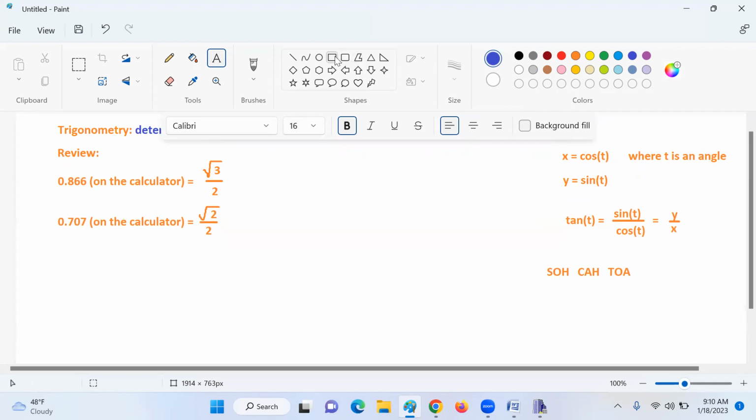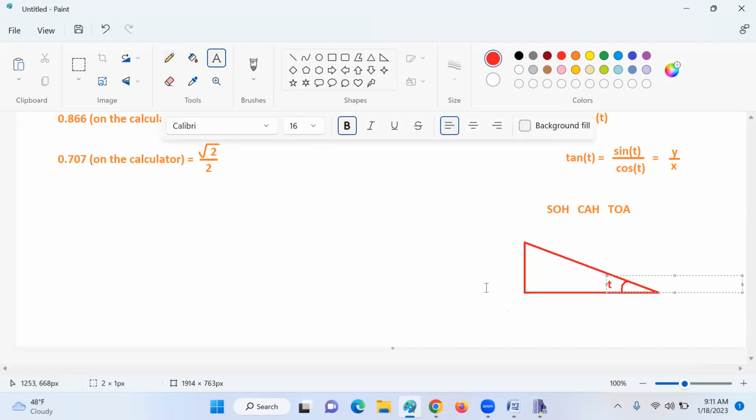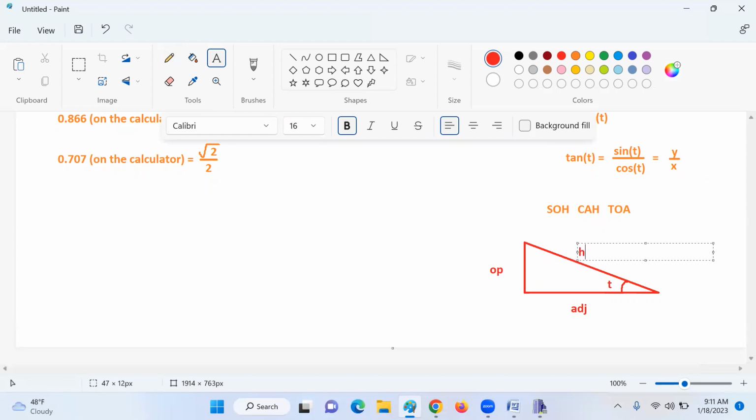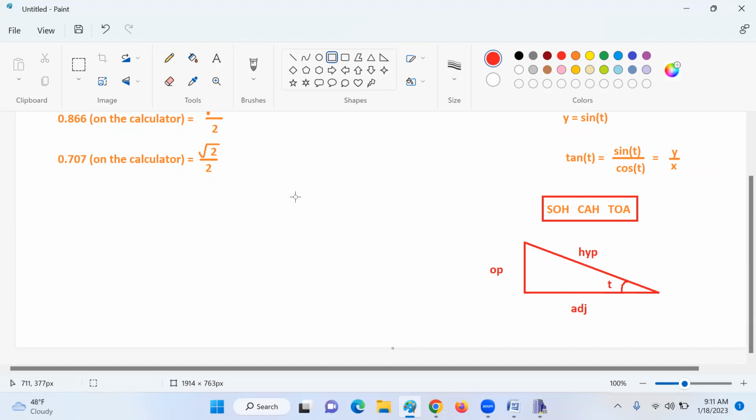SOHCAHTOA is essentially important when you have a right triangle. Remember, it has to be a right triangle, and we have to determine the angle first. If you pick this one, it will be the angle. If you call this angle T, then this one is the opposite, this one is the adjacent, and this one is the hypotenuse. So we have to be really careful about what we draw. The hypotenuse will be unchanged no matter what. SOHCAHTOA is very crucial on the final exam, and we really want to make sure that people understand and utilize this relationship.